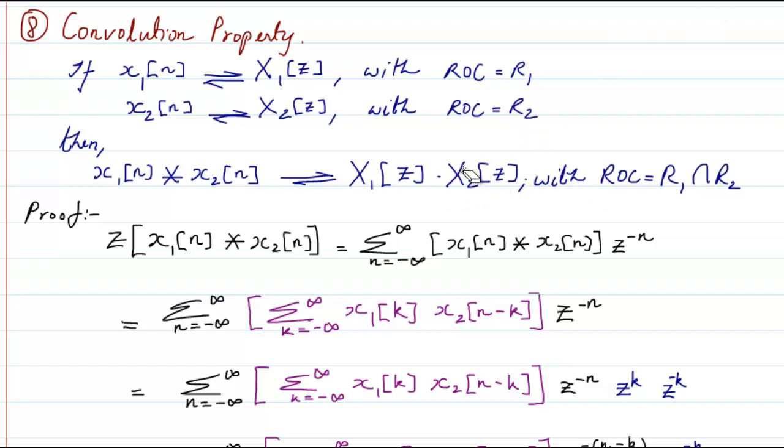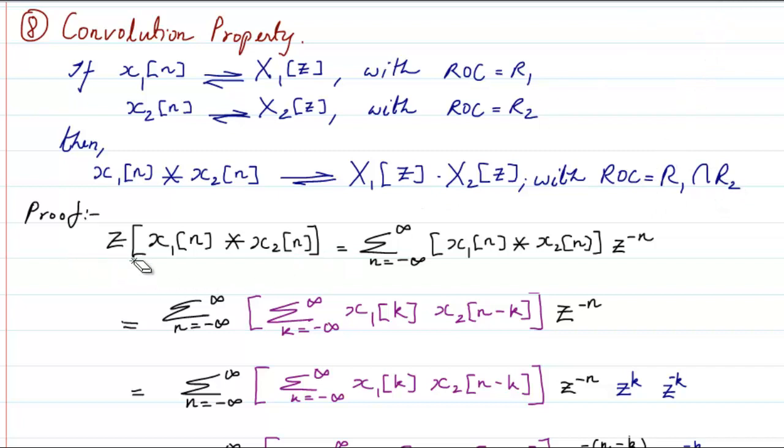So what happens to the ROC? The ROC is going to be the intersection of the two regions. R1 and R2 are the two regions of X1 of z and X2 of z. When we multiply both of them, the ROC will basically be the intersection between the two regions.